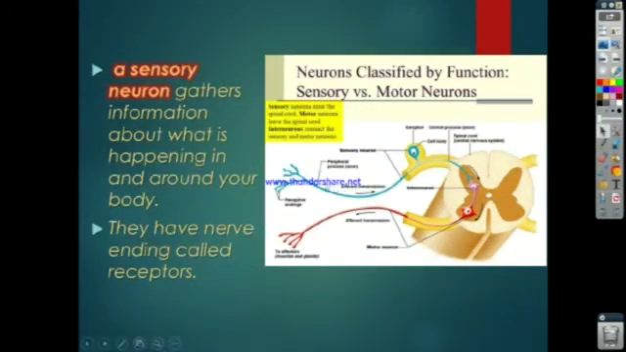A sensory neuron gathers information about what is happening in and around your body. They have nerve endings called receptors that detect changes inside and outside the body. For example, receptors in your eye detect light.